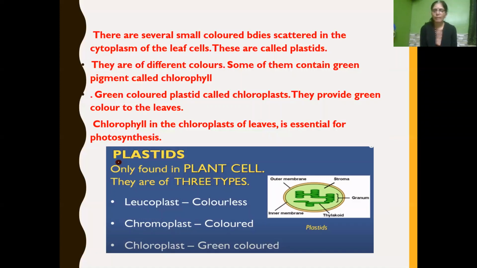So plastids are only found in plant cells. That is why if we observe a leaf, we find colored bodies scattered. Got it? So plastids are found only in plant cells. They are of three types: leucoplasts, which are colorless plastids. So colorless plastids are called leucoplasts. Colored plastids are called chromoplasts, and green colored plastids are called chloroplasts.